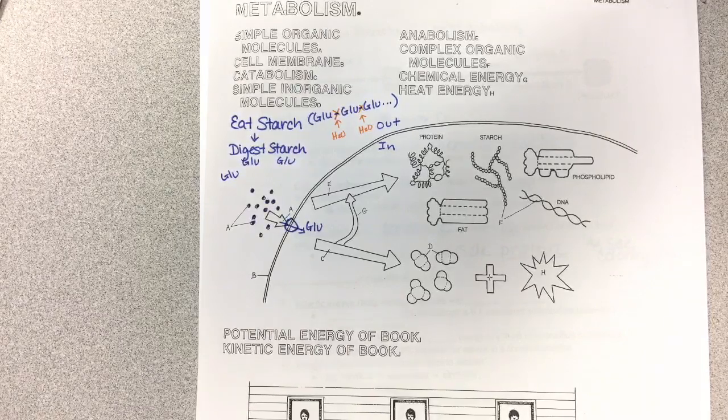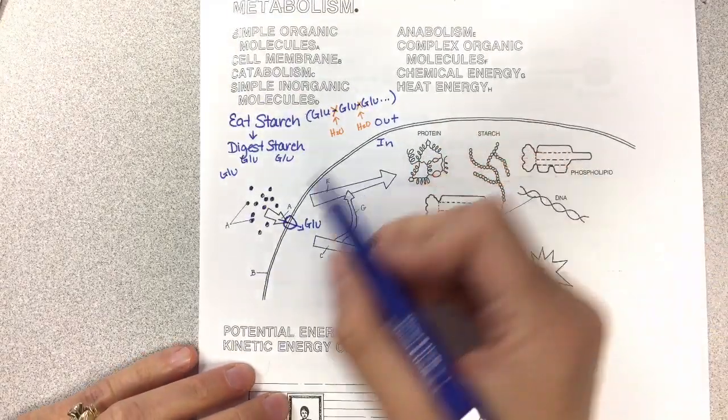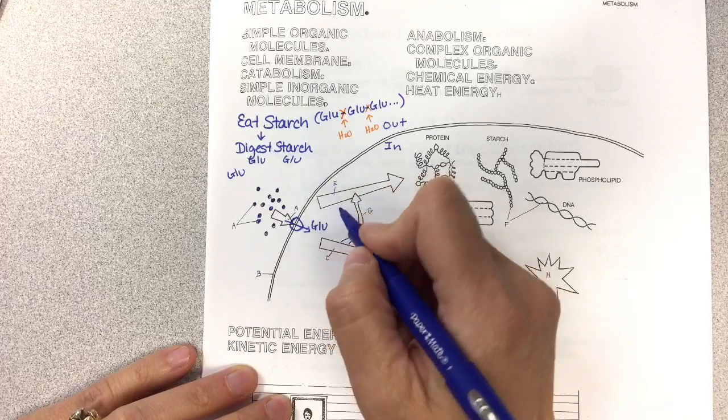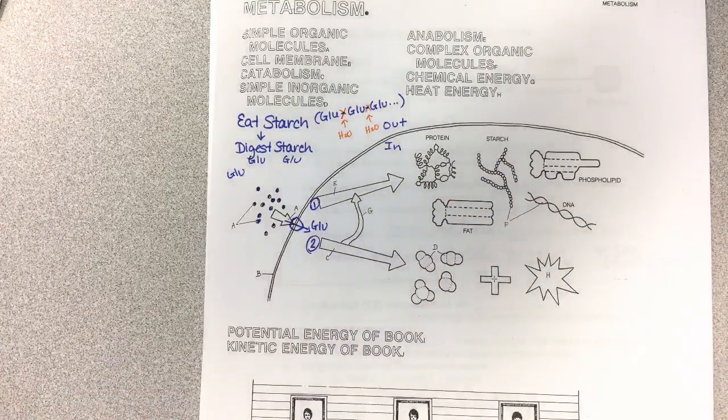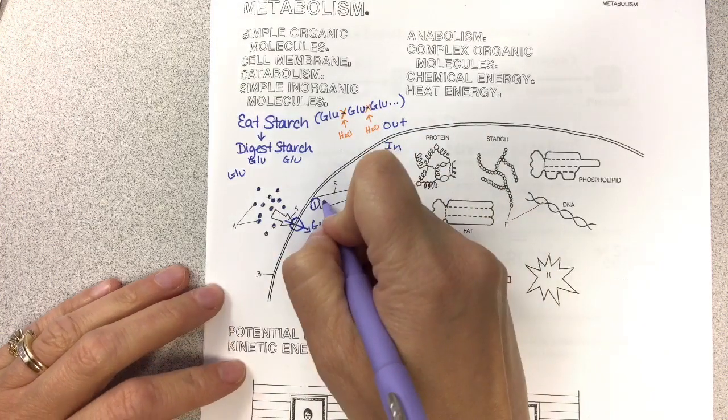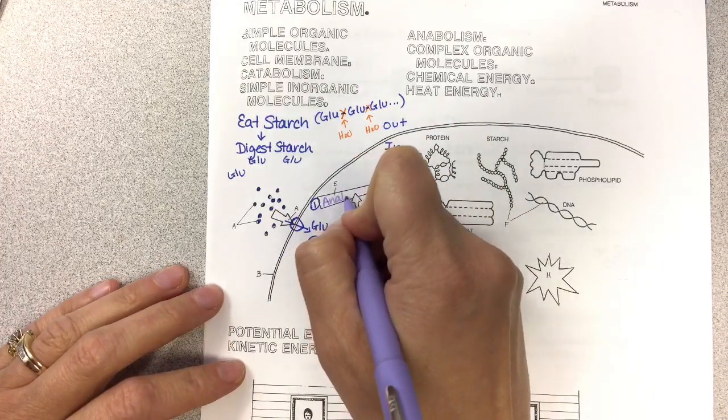So then it can be used in one of two different ways. All right, so it can be used here and here. All right, so let's look at each one of these. I'll put them in different colors so that like is separate here. So here we have an anabolic pathway.